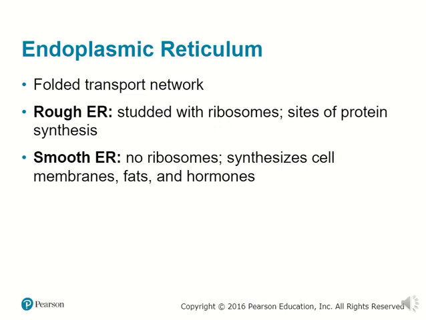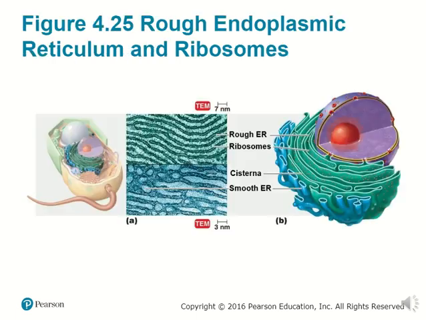Now there is another organelle, which is around the outside of the nucleus. This is the endoplasmic reticulum. It's a folded network that consists of rough and smooth portions. The rough endoplasmic reticulum is essentially studded with ribosomes, and these help form proteins. And then there's the smooth endoplasmic reticulum, which has no ribosomes, and it helps synthesize cell membranes, fats, and hormones.